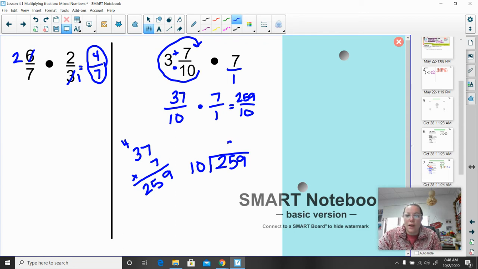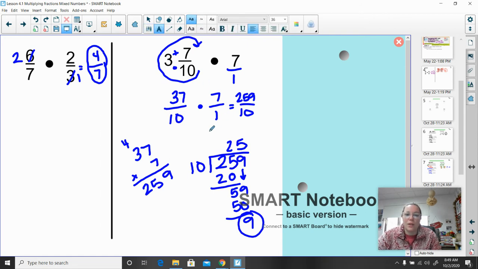10 goes into 25 2 times. I bring down my 9. 10 goes into 59 5 times. And 9 is my remainder. Okay, so this is a really fun part right here. I don't know why, but I really like it.